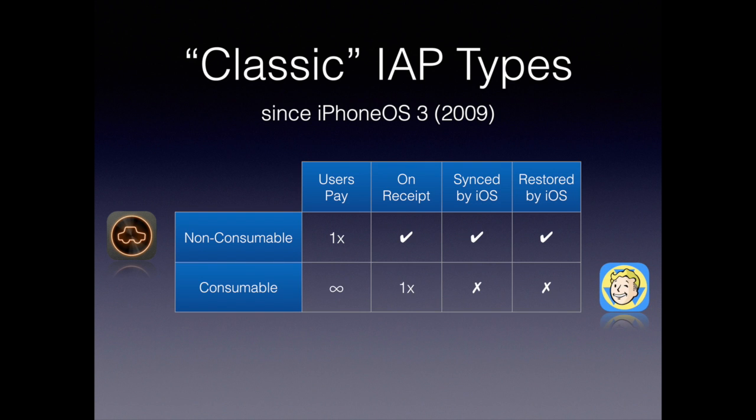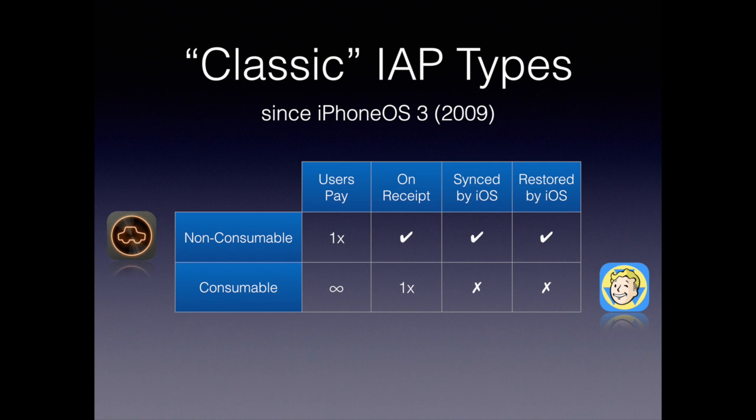The second kind is a consumable. The user can buy it as often as they like, or until the parents say, nah, stop buying that, it goes on my credit card. It's only once on the sales receipt, and it doesn't get synced or restored by iOS.